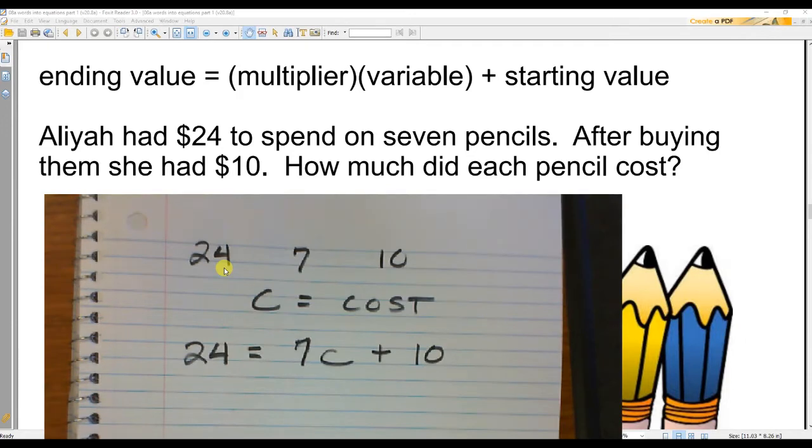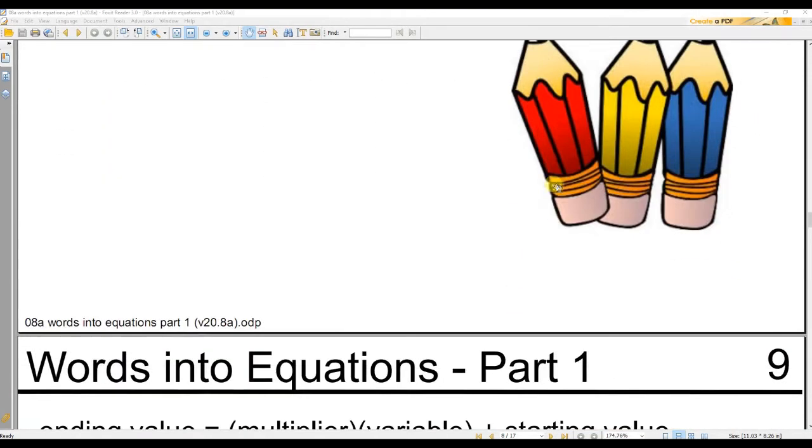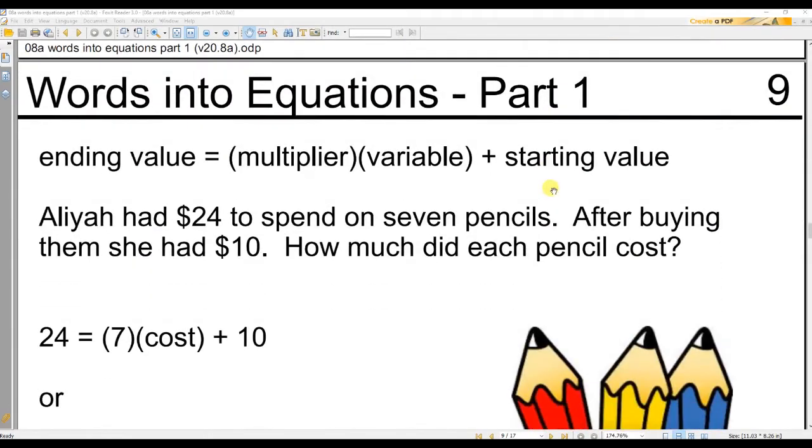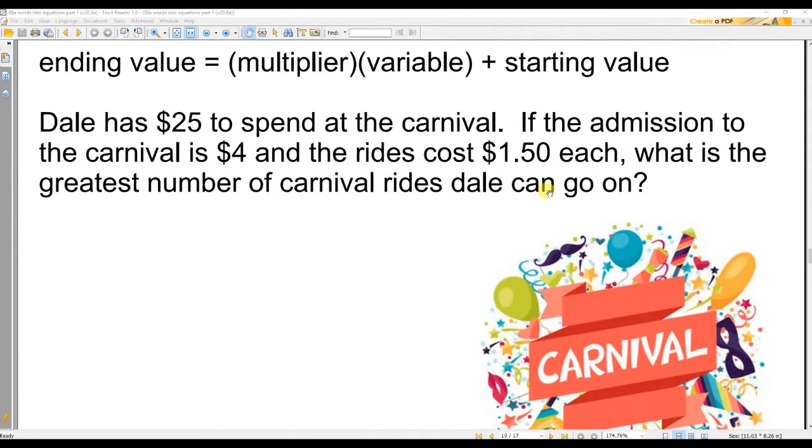Okay, that's it for the notes. Let's just do the rest on the screen. All right, Dale. Dale has $25 to spend at the carnival. Where's this?